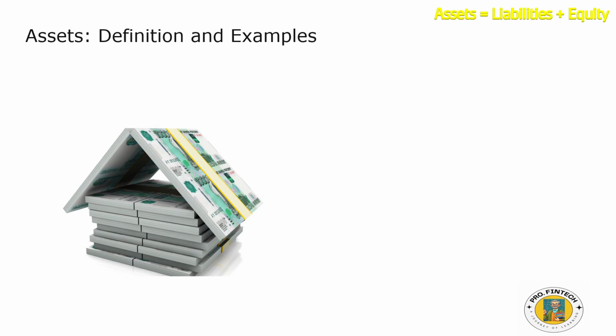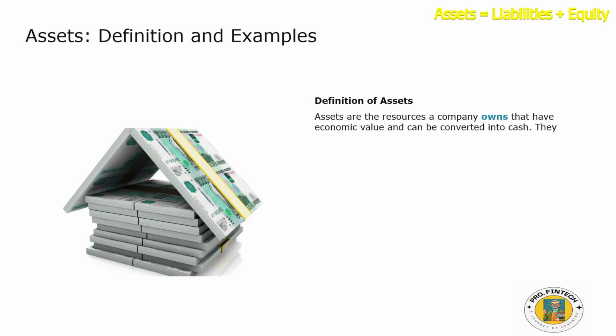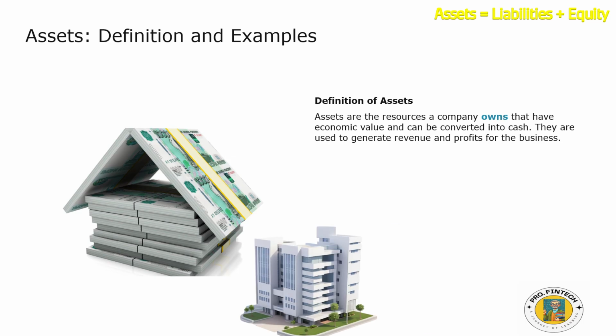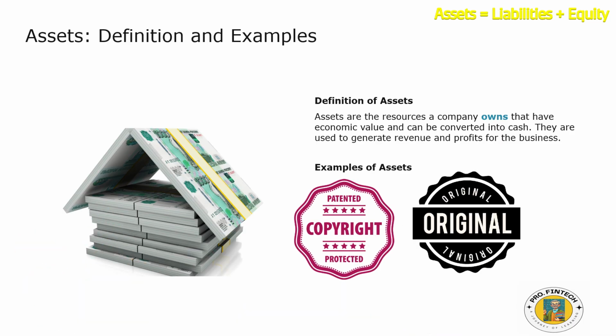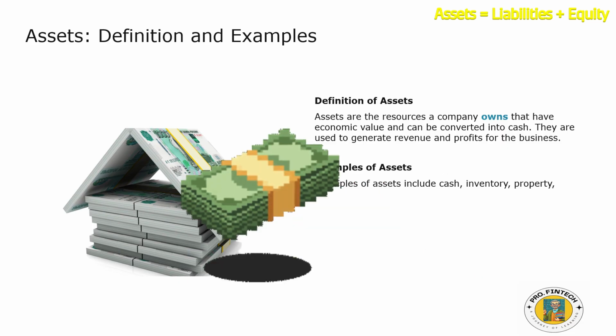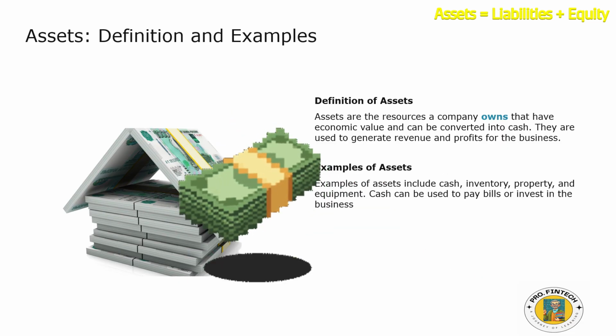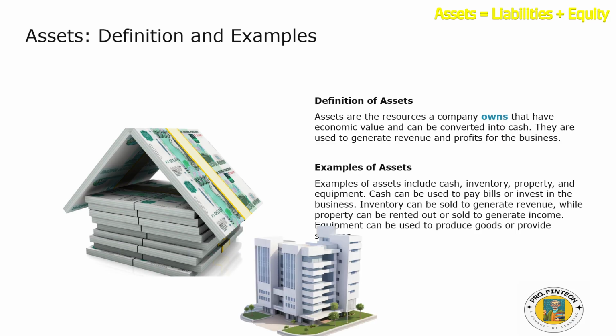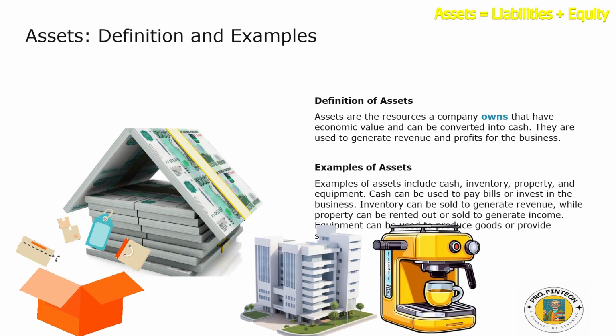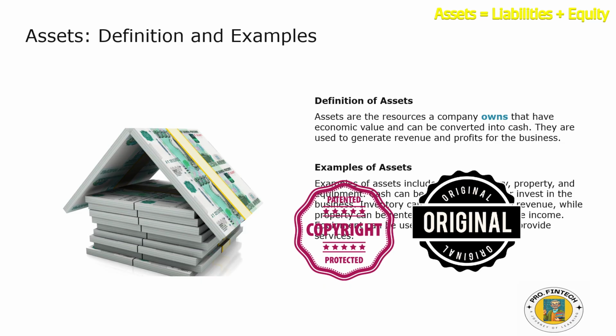Let's start with the first part of the equation, assets. An asset is anything a business owns that has value and can be used to generate income. Assets can be tangible, like buildings, machinery, or inventory, or intangible, like patents or trademarks. Some common types of assets include cash, money the business holds in its accounts; accounts receivable, money owed to the business by customers; inventory, goods available for sale; property, plant and equipment, physical assets like land, buildings and equipment; and intangible assets, these include intellectual property like trademarks, patents and goodwill.